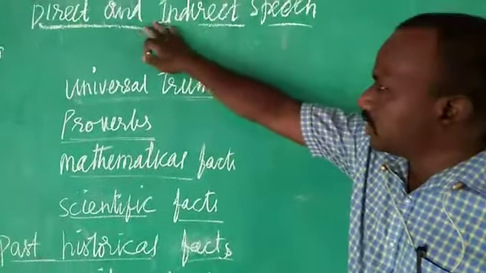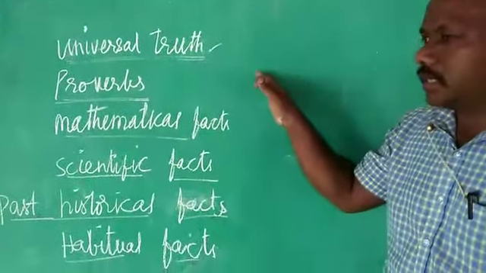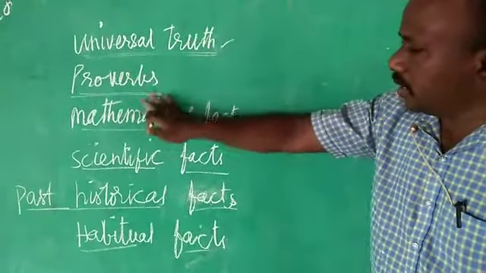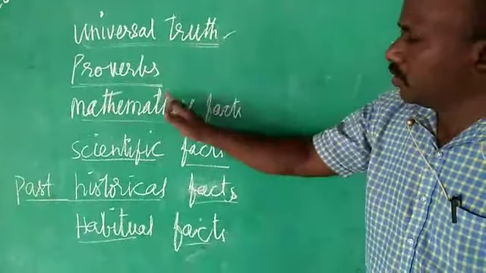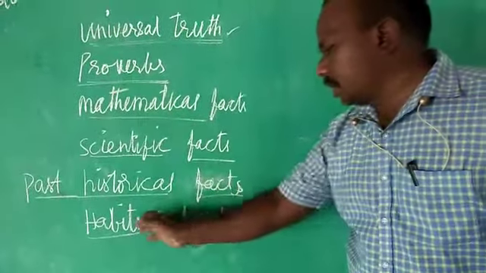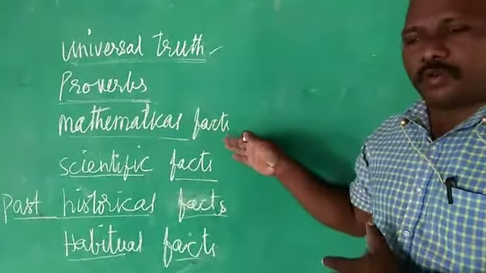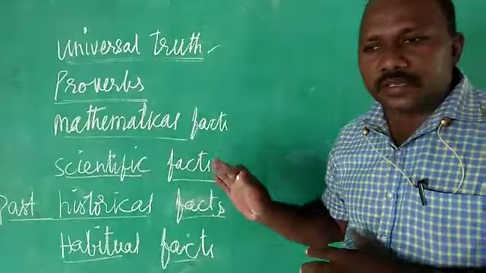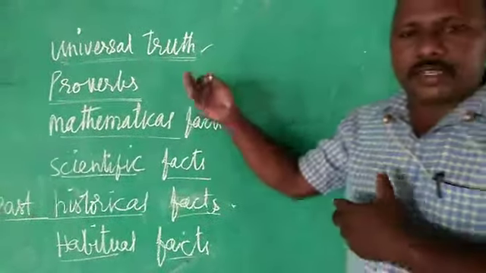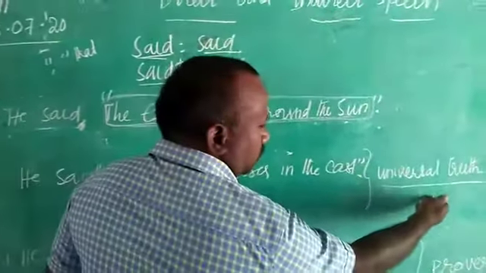So if a sentence is direct on all these, how do we change them into indirect? When we talk about universal truth, proverbs, mathematical facts, scientific facts, past historical facts or habitual facts, we don't change many things in the reported speech or the direct speech. We take it as it is. So let's go back with some sentences, the first one, that is the universal truth, children.